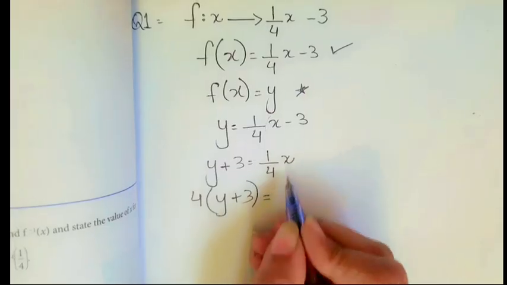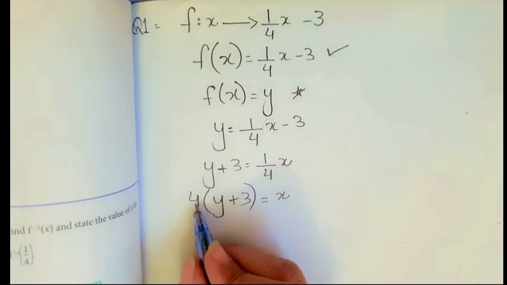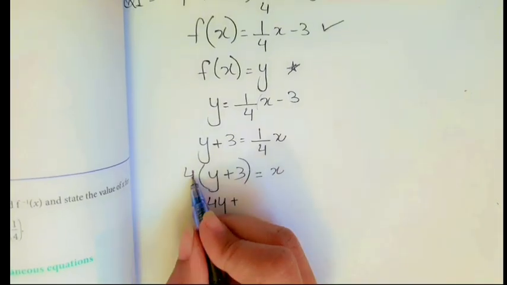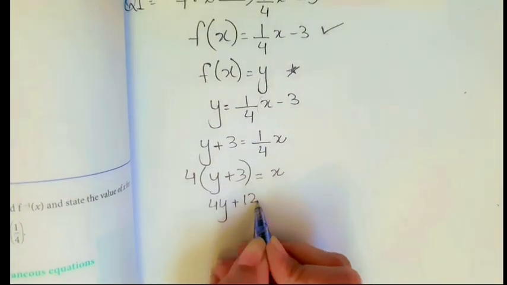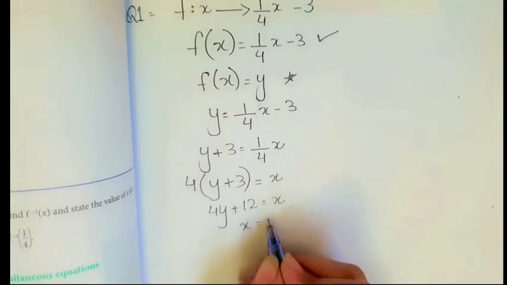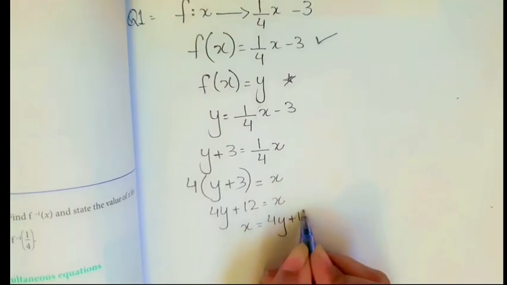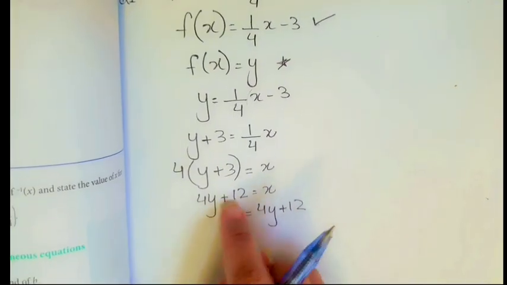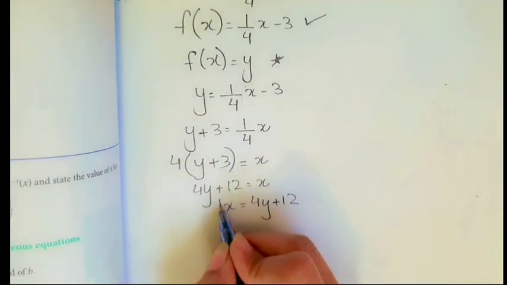Then copy is equal to x, so 4 times y is 4y plus, and then 4 times 3 is 12. So this is x. Now I'm shifting: x is equal to 4y plus 12. I have just changed the sides. So this is our equation.